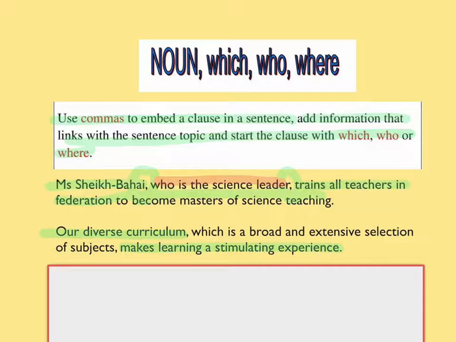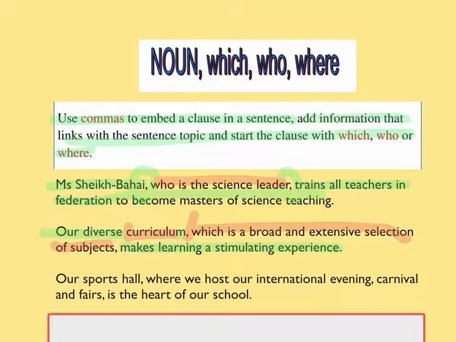But in order to add information, I need to break it up after my noun. Curriculum is my noun. I break it up with a comma and I embed my clause. So I'm adding this bit of information, which is a broad and extensive selection of subjects. Now in this case, I cannot use who because my noun, the curriculum, is not a person, it's something. One last example for this one.